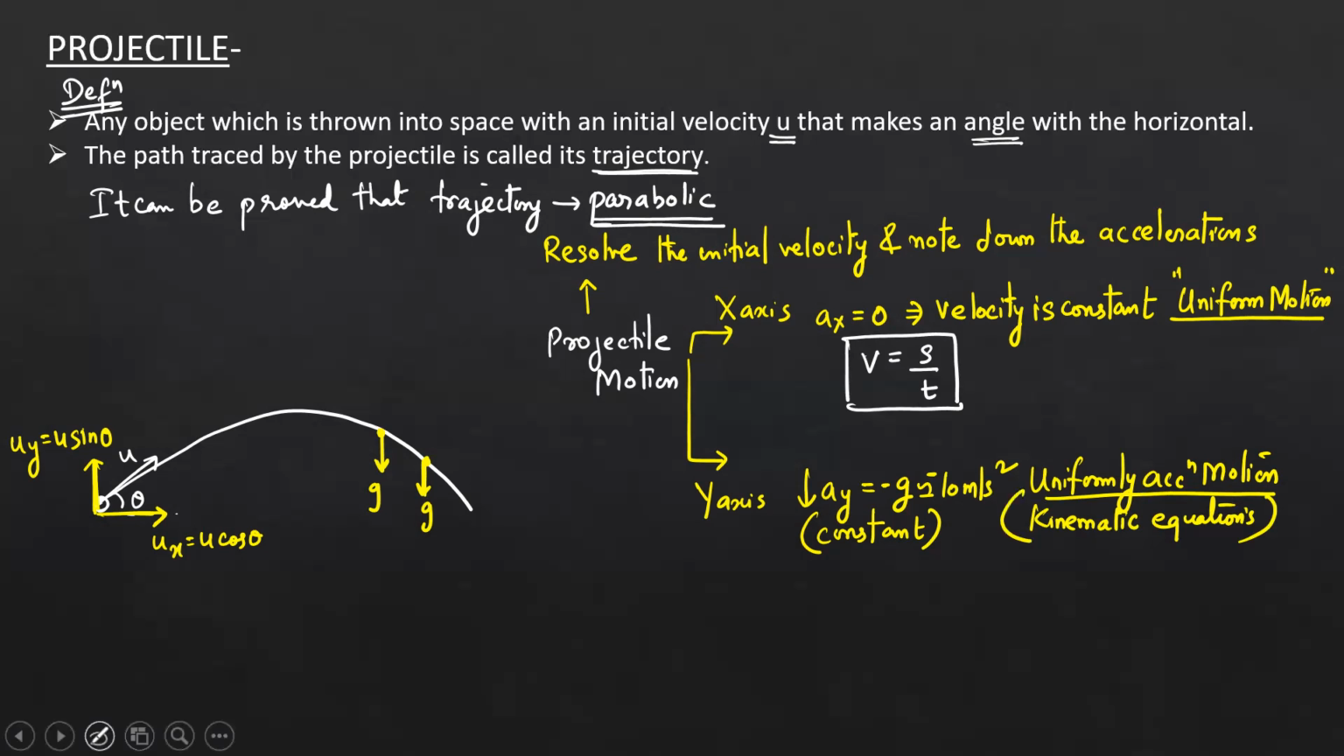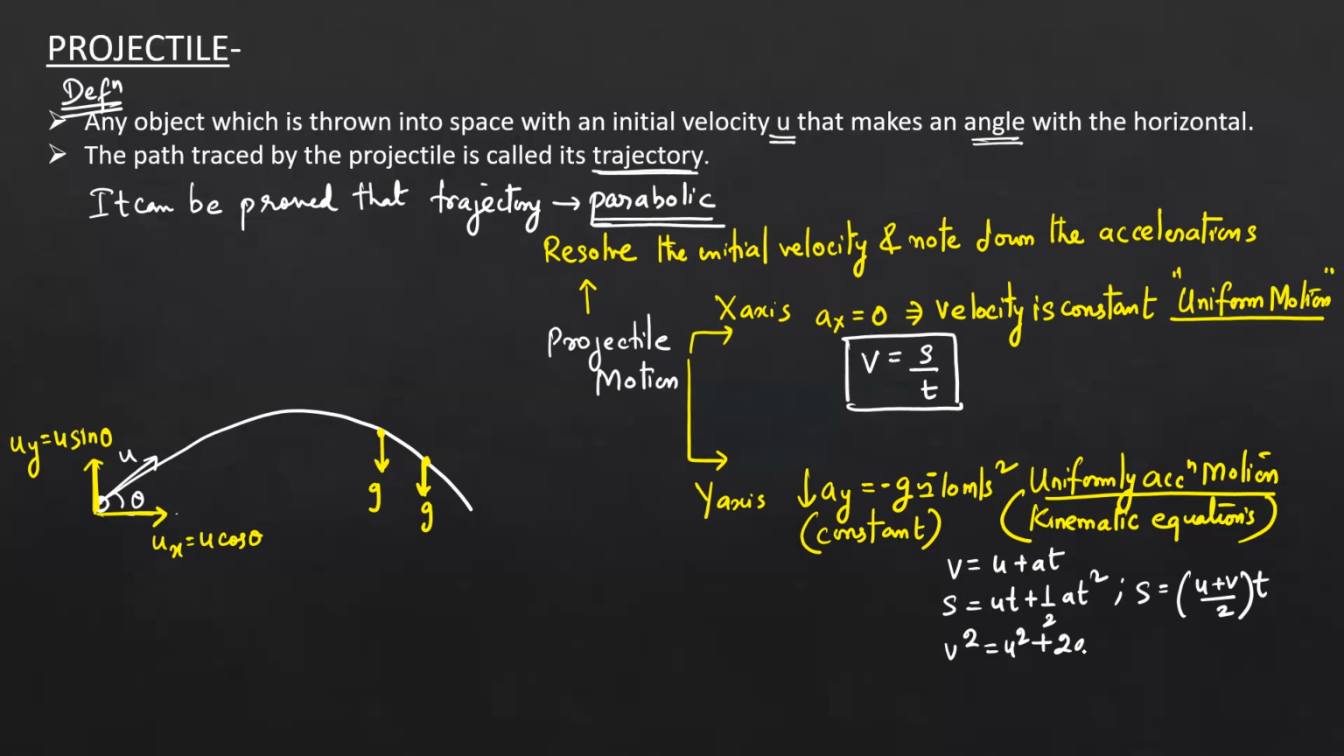The kinematic equations are v equal to u plus at, s equal to ut plus half at square, s is equal to (u plus v) by 2 into t, v squared equal to u square plus 2as, and then displacement in the nth second is u plus a by 2 into (2n minus 1). So we saw this in motion in a straight line, that these equations had to be applied when acceleration was constant, and this equation had to be applied when velocity was constant.